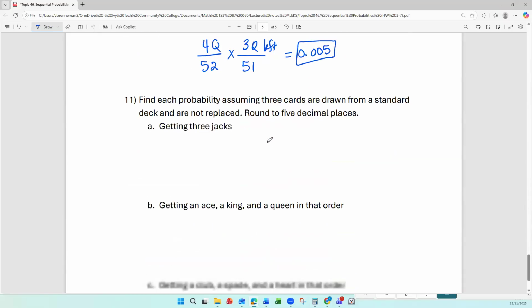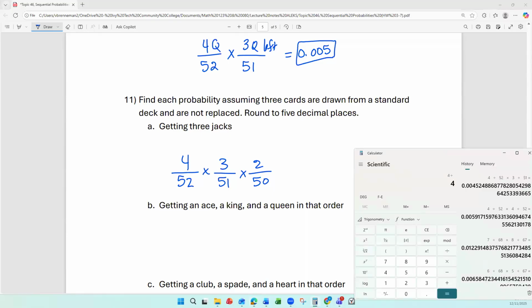Then number 11, this is going to be 3 cards drawn and not replaced. So that means the out of is going from 52, and then there's only 51 left, and then there's only 50 left. And if we want 3 jacks, there's 4 the first draw. Once that first one is a jack, there's only 3 jacks left for the second. And if the first 2 are jacks, there's only 2 jacks left for the third.